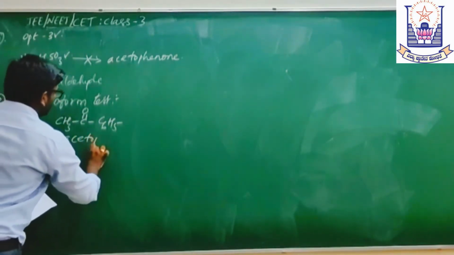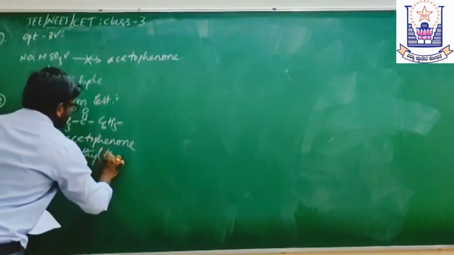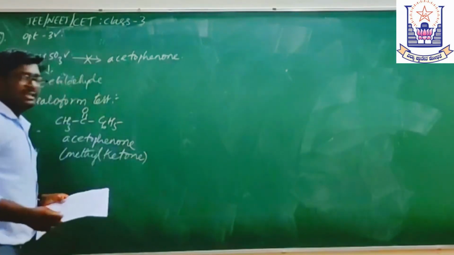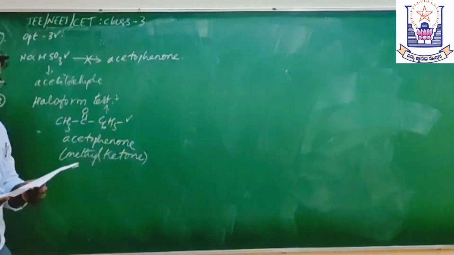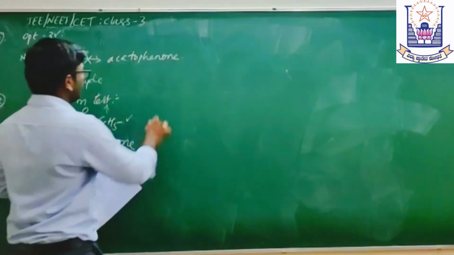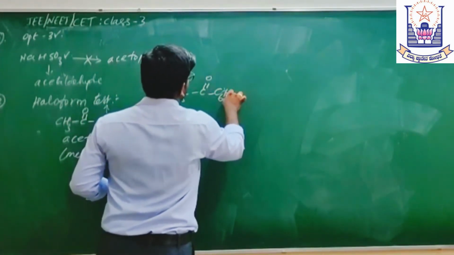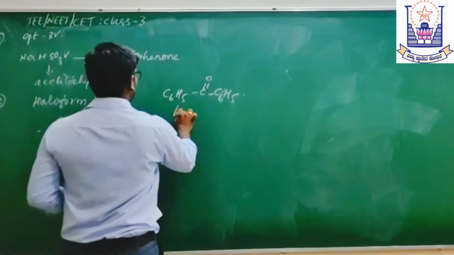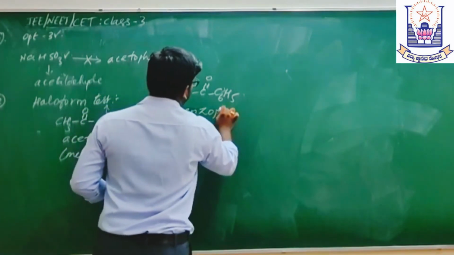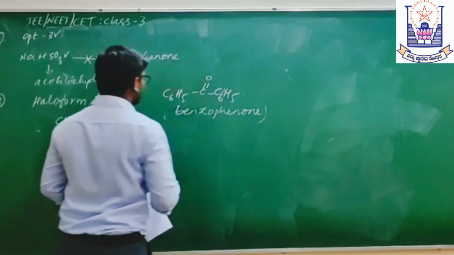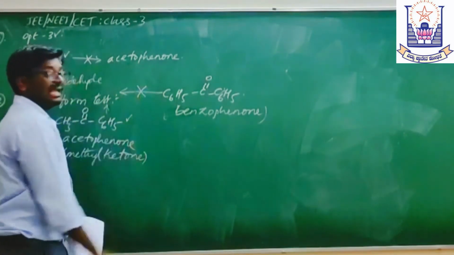This is the acetophenone. It is a methyl ketone. It undergoes the haloform test. Benzophenone is not a methyl ketone. It is not a methyl ketone. That is why it cannot undergo the haloform test.